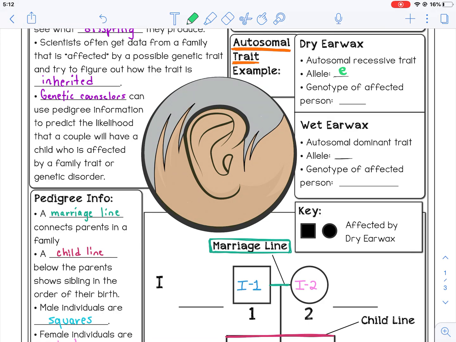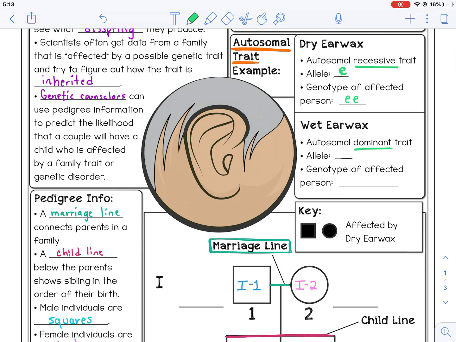Okay, the genotype of an affected person, so this is an autosome, so we only have to deal with E's. We don't have to deal with the X and Y chromosome here. So going back to the simpler notation, it is recessive. So that means we need 2 copies of this allele in order to exhibit the trait. So in order for a person to have dry earwax, they're going to have to be little e, little e.